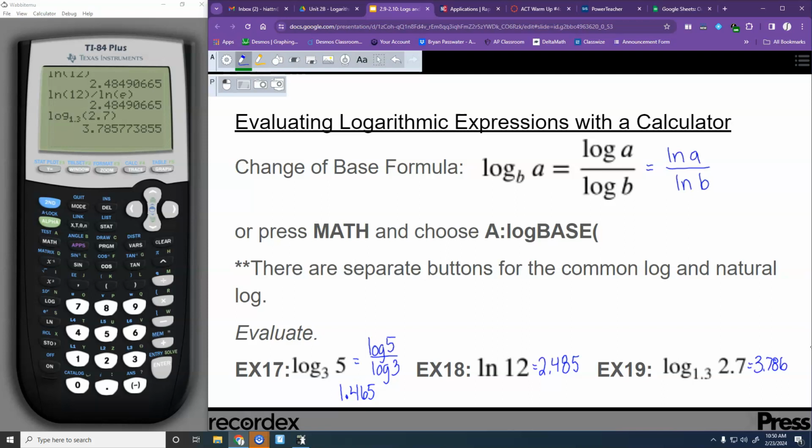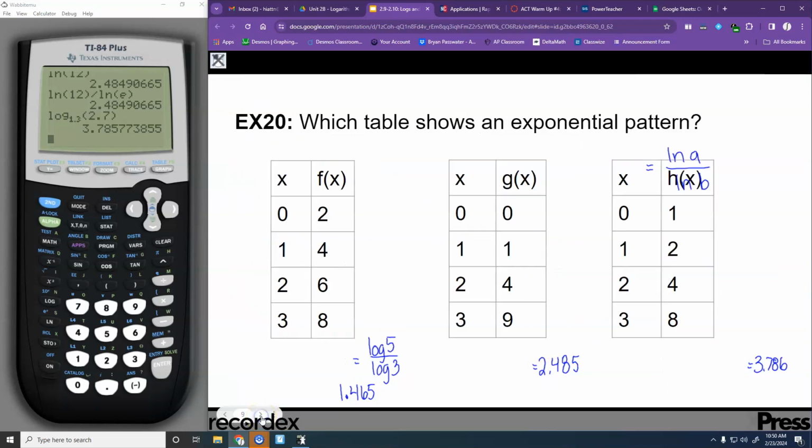So I don't care which one you use at all. As far as which way you type it in, you just need to know either the change of base formula or where to find that log base there. Okay, is that all right with everybody? All right, let's keep moving.